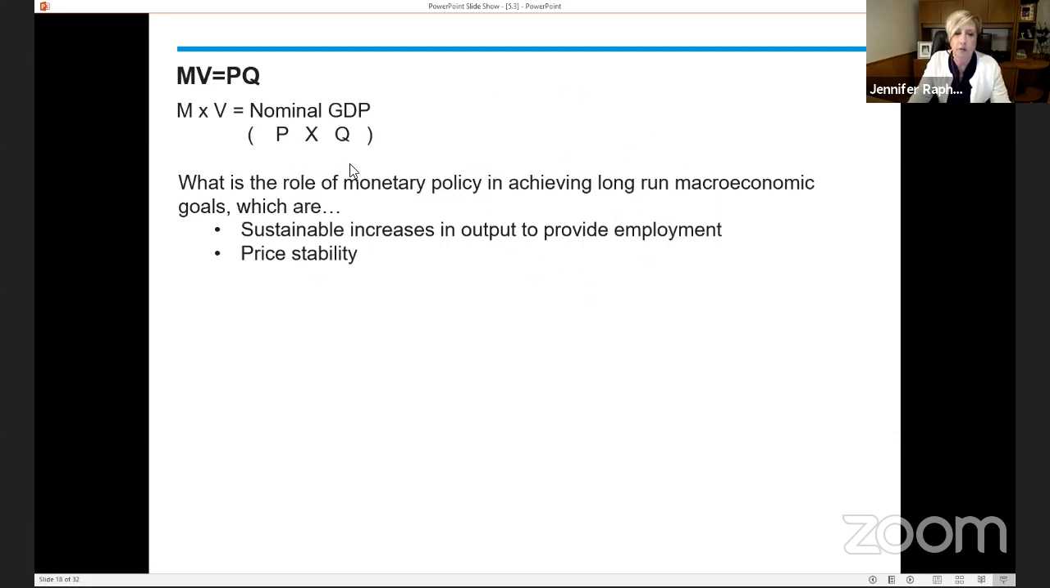So let's think back to why we use economic policy in the first place. What are the goals of macroeconomic policy? Well, we know the Fed has a dual mandate in the United States. Most central banks are concerned with price stability. Our dual mandate for the Fed requires it to set goals, including sustainable increases in output to provide employment. So we want to keep workers working, but we also want to keep prices stable.